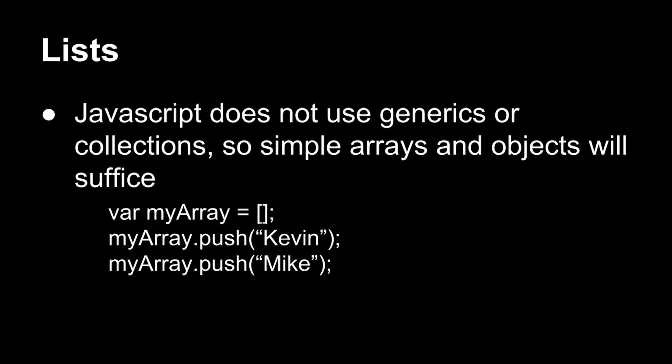JavaScript doesn't really use generics or collections, so you'll just use a standard array. The array prototype in JavaScript does provide a push method, so you can add things to the end of it. There's a couple different ways that you can go about it. One of the problems with JavaScript is that there's more than one way to do a lot of different programming techniques. So I'm just showing the common one, and what I recommend is using the push method.